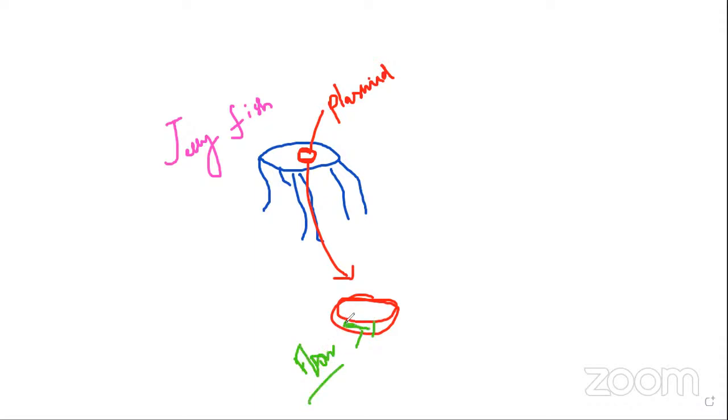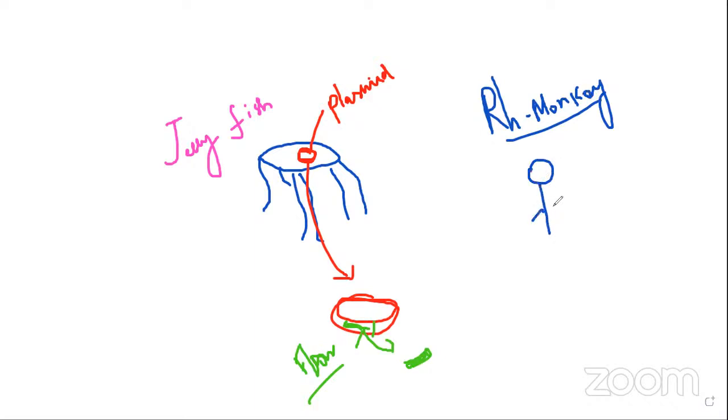So this gene is isolated and introduced into the monkey. Don't forget, my dear student. It is introduced into the rhesus monkey, the RH monkey. Already we discussed it. Just imagine this is considered as the RH monkey.